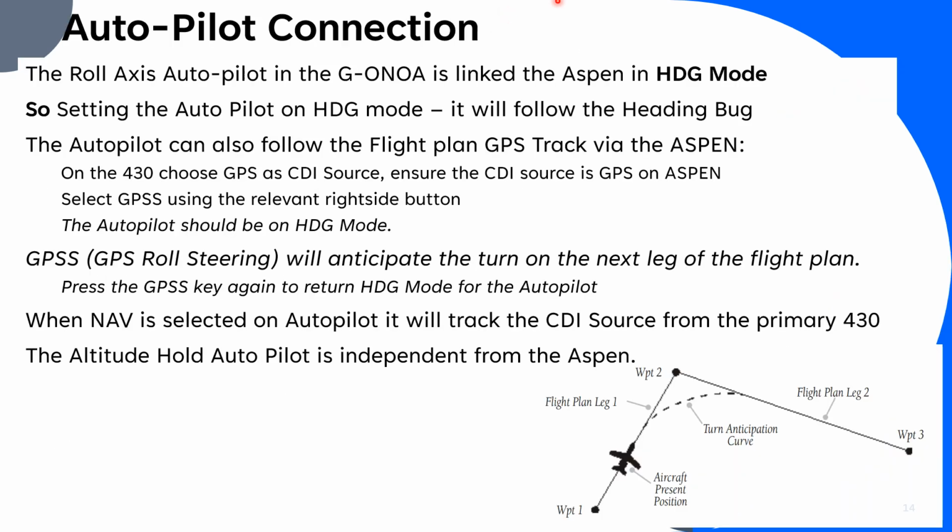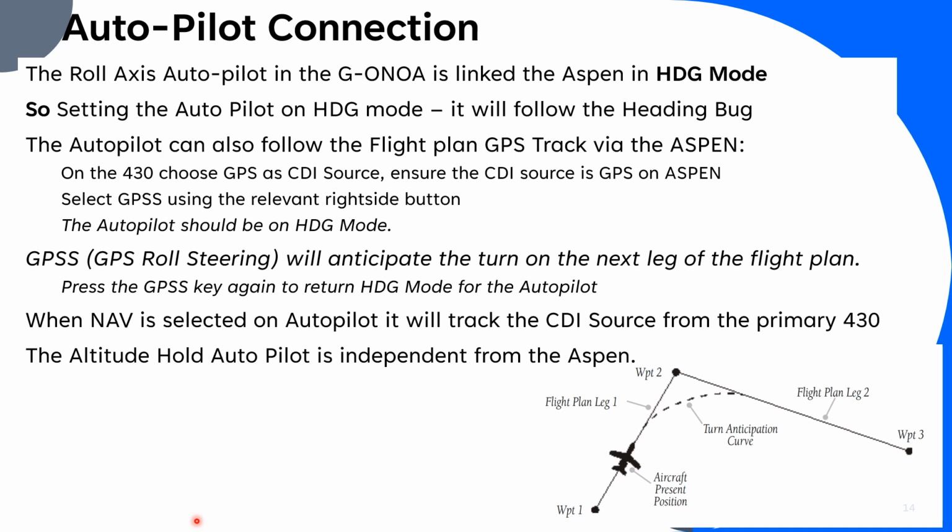In Golf Oscar Alpha, the roll axis autopilot is linked to the Aspen in heading mode. So what this means is you need to set the autopilot in the HDG mode. So that's the center selection on the turn on the dial. Then the autopilot will follow the heading bug.